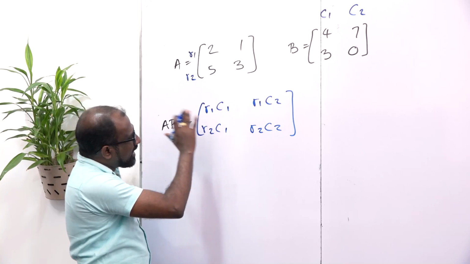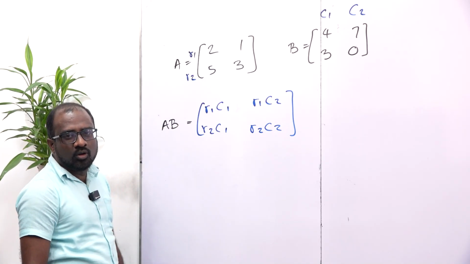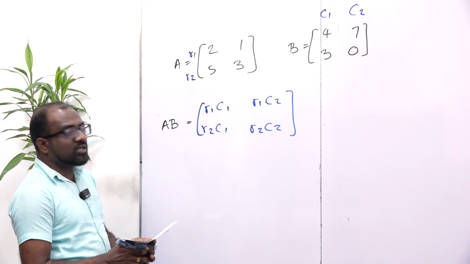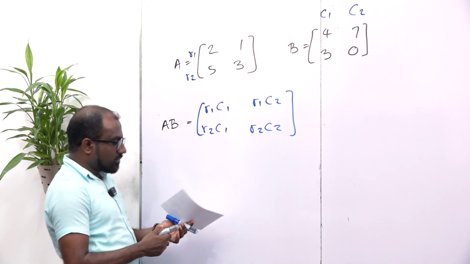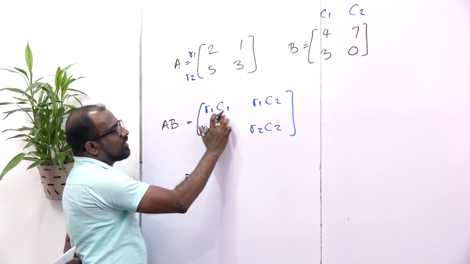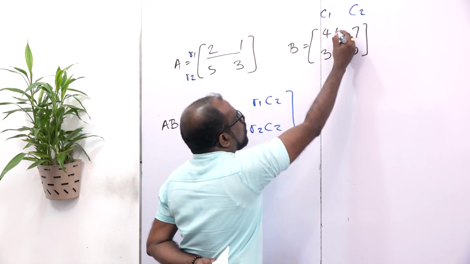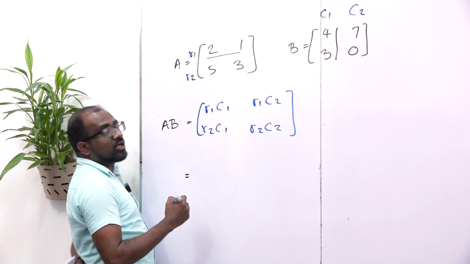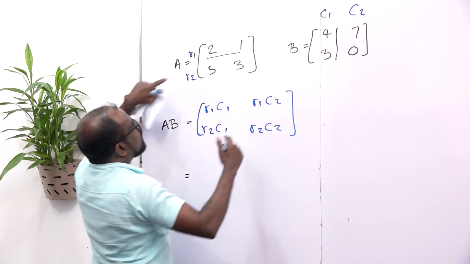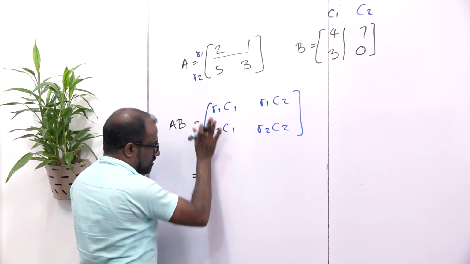Now you can look at this key and multiply. Right? Now you can look and do. Row 1, column 1. Again row 1 is to be multiplied by column 1. So 2 times 4.